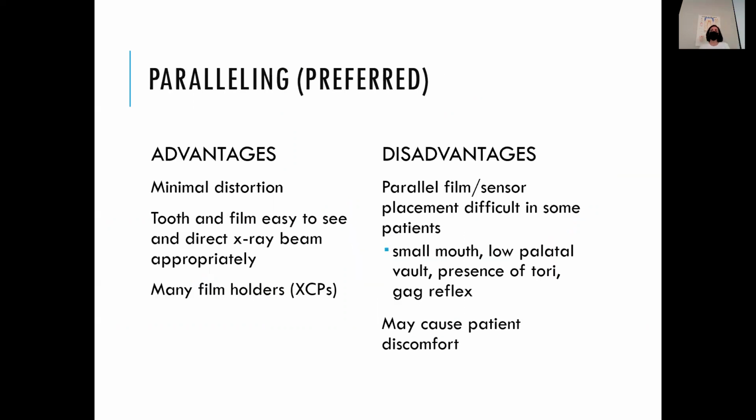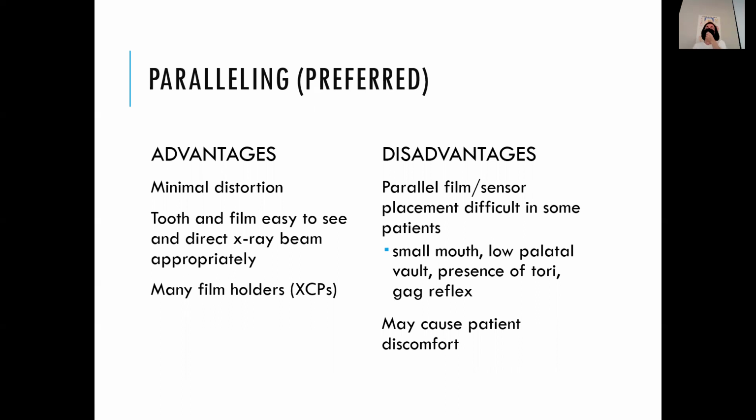So advantages of paralleling, which is preferred. This is what you're ideally trying to do with your XCP. The advantages are there's minimal distortion. You get a truer image on the sensor. The tooth and the film are easy to see. And the direction of the X-ray beam, it's easier to line everything up.